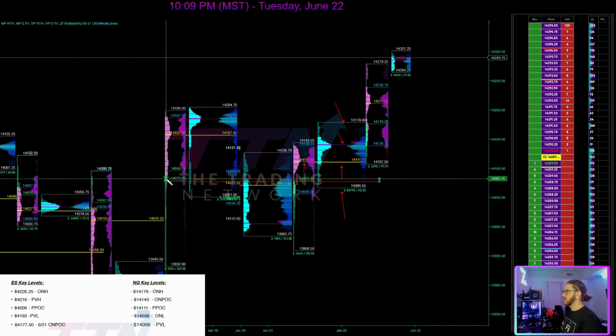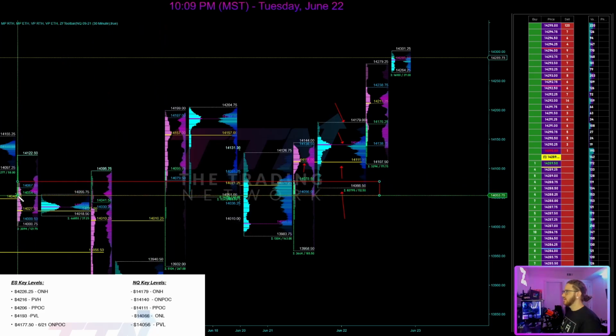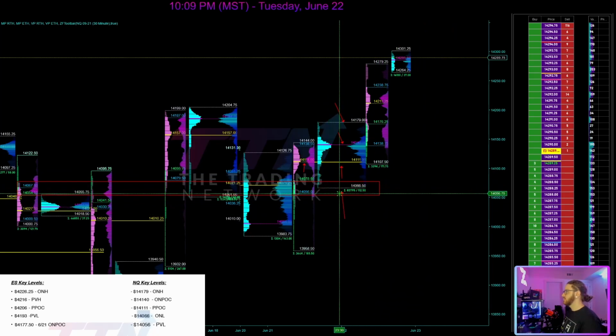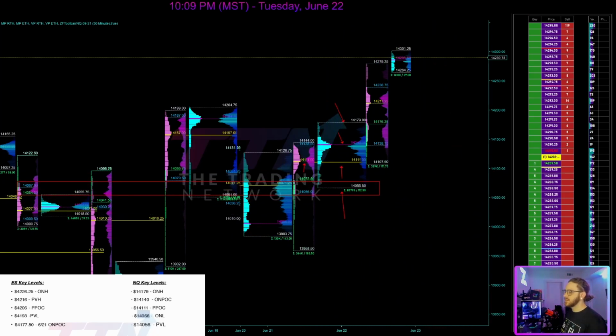You can see we have that value area low at 79 right there. We've got 67 prior value area high, 54, 55, 48. So a lot of confluence in this area. So this is a very important area to hold, just as a side note.